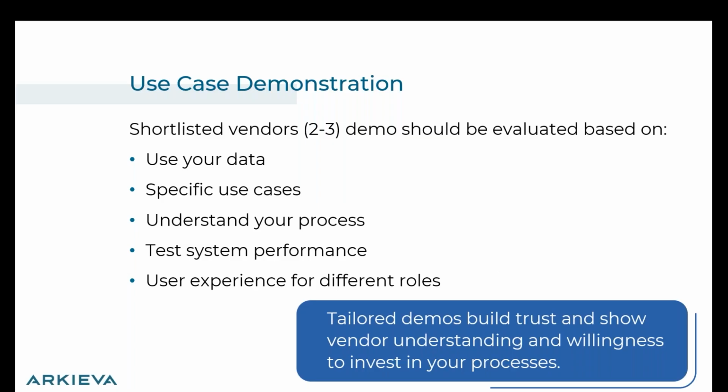Okay. At this time in the process, because we are looking at a very detailed evaluation now, we want to do use cases. So shortlist your vendors. Again, we are at 2 or 3 vendors, and you are evaluating them based on your data and specific use cases. You're looking for how well they understand your processes, how good were their listening skills, how good was their understanding, and the willingness to incorporate and change the demo based on your input. And you can see live how the system performs, what the user experience would be like as they click around.